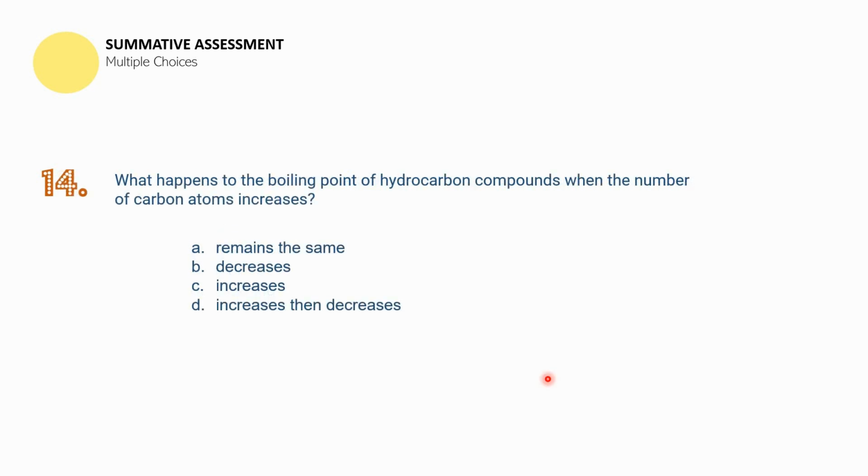What happens to the boiling point of hydrocarbon compounds when the number of carbon atoms increases? A. Remains the same, B. Decreases, C. Increases, or D. Increases, then decreases. Pause this video if you need more time. If you have decided to continue, let us proceed with question number 15.